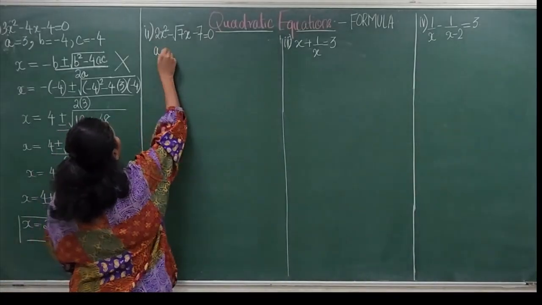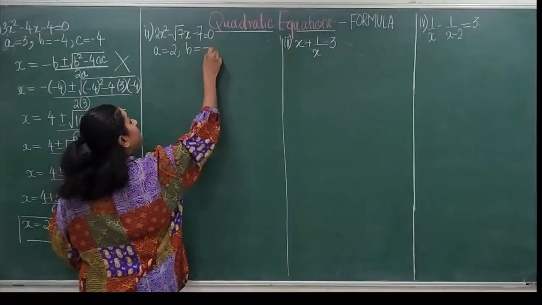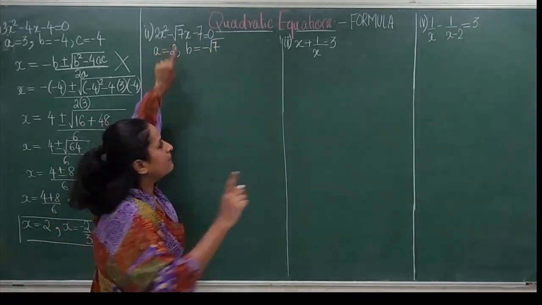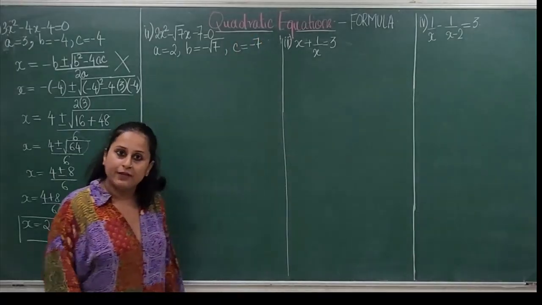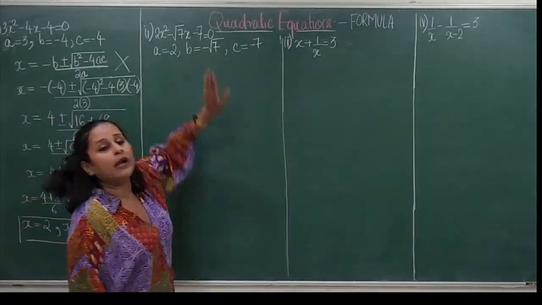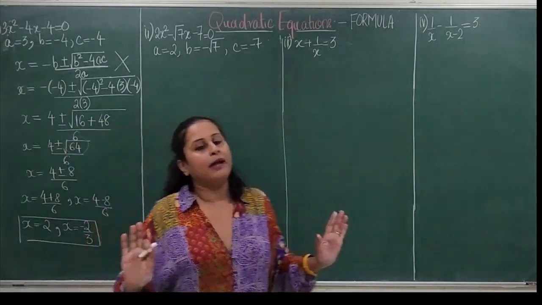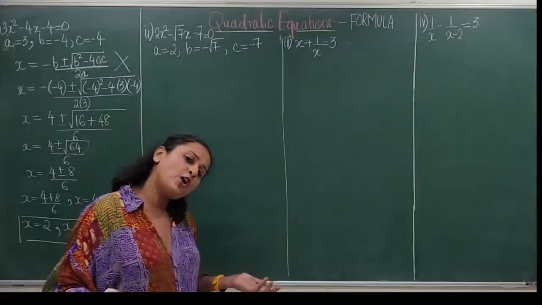Let us find my coefficient of x square, which is 2, coefficient of x, which is minus square root of 7. Minus is very important. And what is my constant? Minus 7. Please do not forget to write your signs. Now, I am just going to simply put it in my formula, because I need to find the roots of this equation by my formula method.